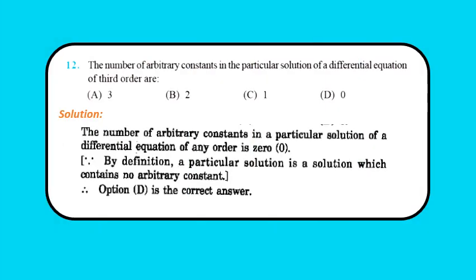Moving to question 12. The number of arbitrary constants in the particular solution of a differential equation of third order is. Now the number of arbitrary constants in the particular solution of a differential equation of any order is 0. By definition, a particular solution does not contain any arbitrary constant, whatever be the order and whatever be the degree. So the option D is correct for the given question. Clear? It is a definition based question. So pause and note down the solution.